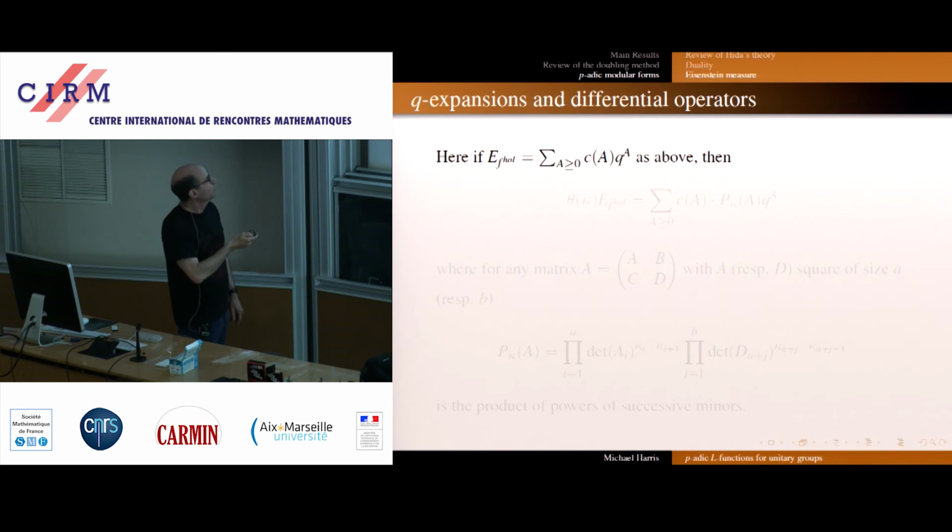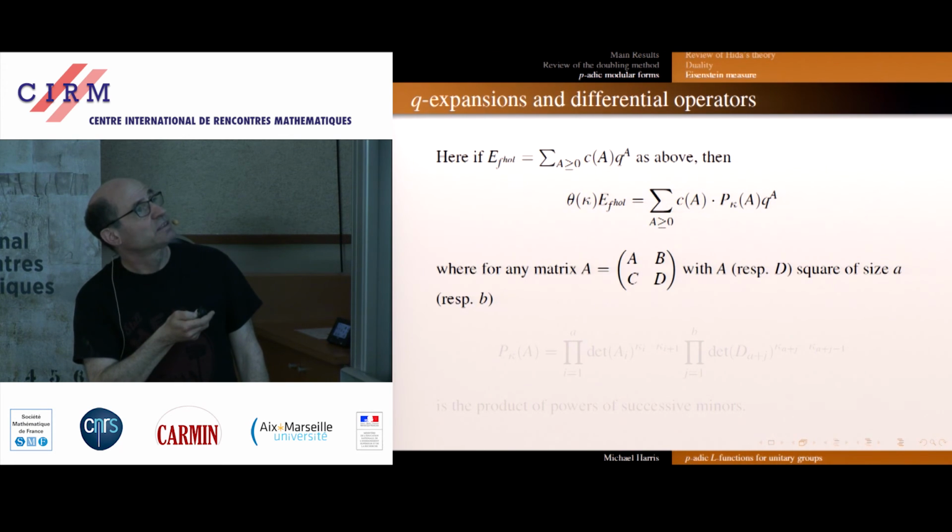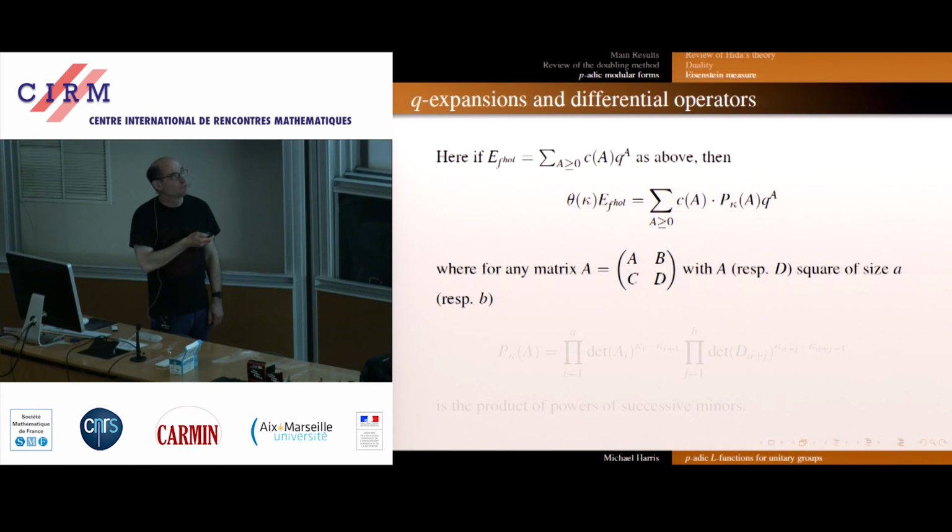Anyway, the integral of kappa against this is theta kappa, the p-adic differential operator, applied to the Q expansion, and here's how it goes. Remember, if the Eisenstein series is the sum of C of A times Q to the A, then applying the differential operator replaces C of A by C of A times P kappa of A, where P kappa is the following.